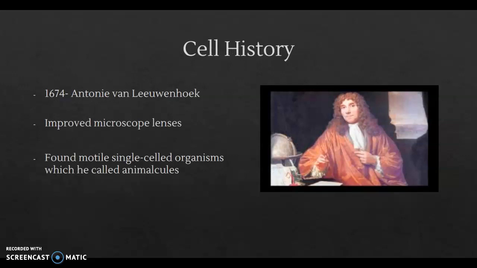Antony Leeuwenhoek also examined cells after Hooke, and he used a microscope with improved lenses, and so that gave him a little more opportunity to look at the cells. During his observation, he saw that the cells were actually moving, and that they must be living organisms. So the motile single-celled organisms that he saw, he called them animalcules, because they looked like animals to him.